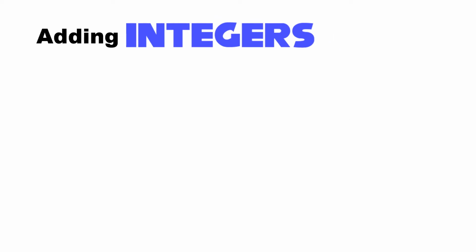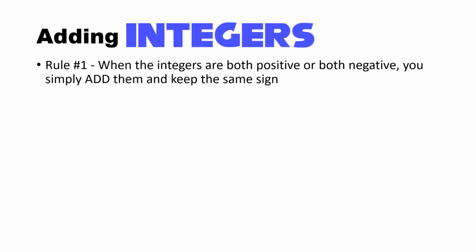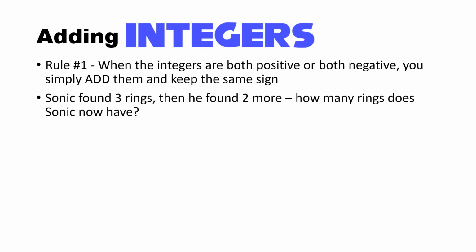Now let's talk about actually adding these integers. There are several rules that'll help you along. The first rule states that when integers are either both positive or both negative, you simply add them and keep the sign. So let's look at an example. Let's say Sonic found 3 rings and then he found 2 more. How many rings does Sonic now have?